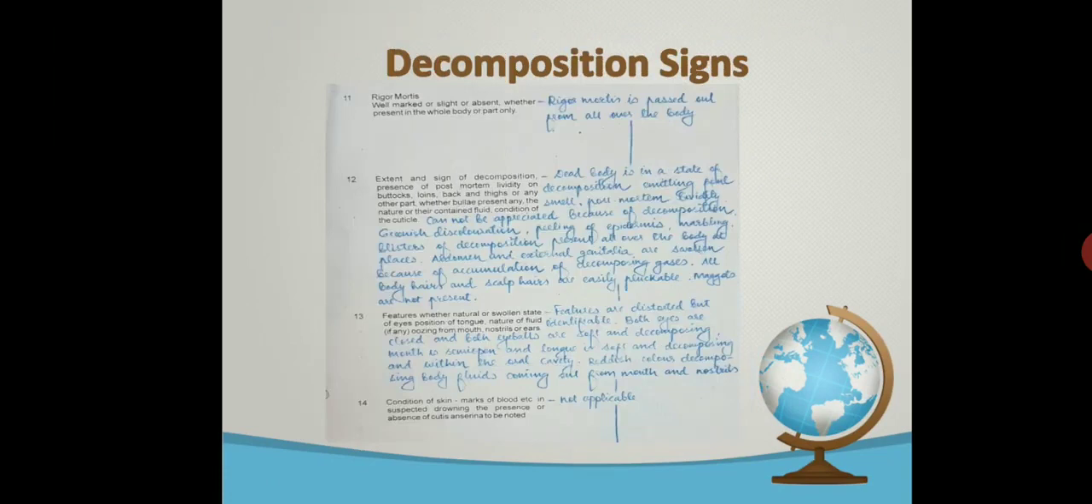Okay, and this is another example of decomposition signs. So thank you. We have learned about the various topics in a simple overview, but in later lectures we will learn about particular cases in detail, and we will do autopsy report writing case by case. Okay, thank you very much.